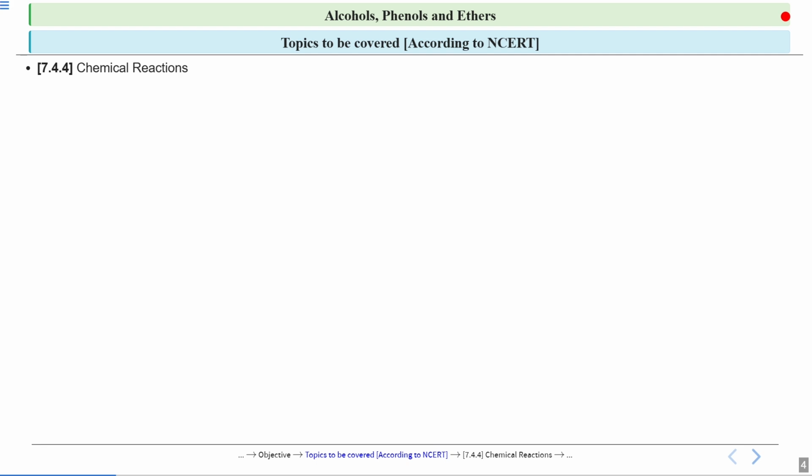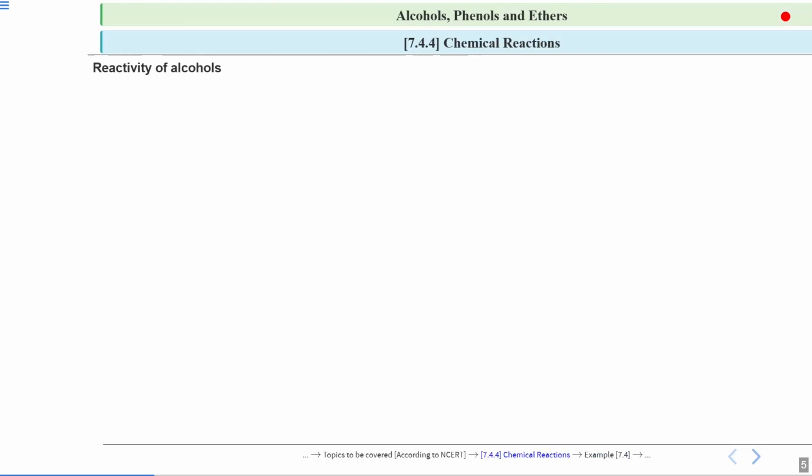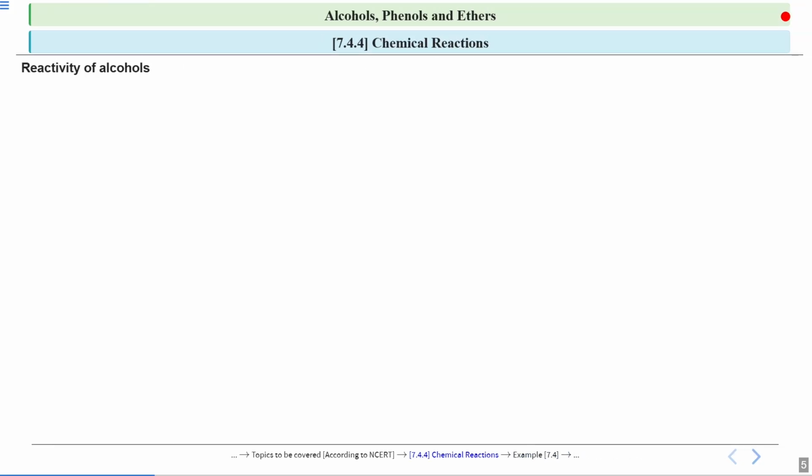Now look at these NCERT sections that we will cover today. We will cover 7.4.4, that is chemical reactions. We will solve an example, that is 7.4, for your better understanding. And we will solve an NCERT exercise question, that is 7.22. Okay, so let's begin with today's lecture. So today we'll be dealing with the chemical reactions.